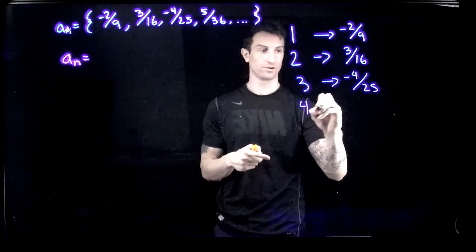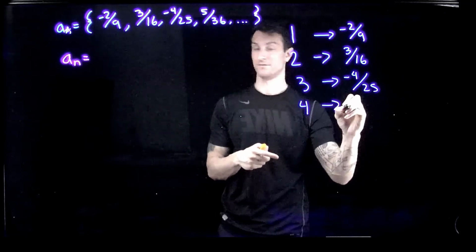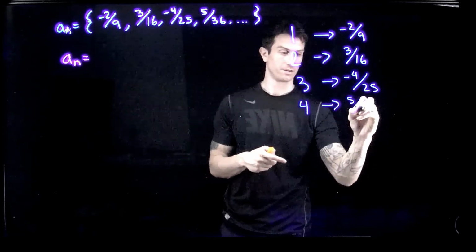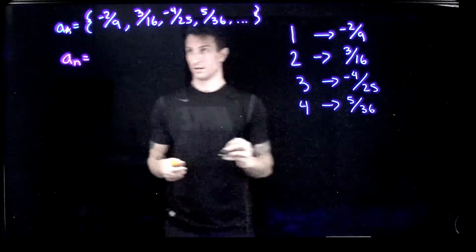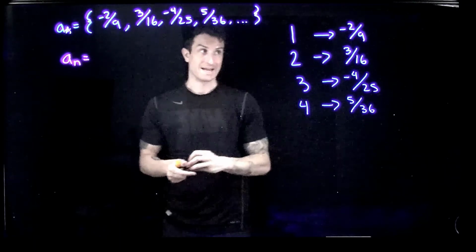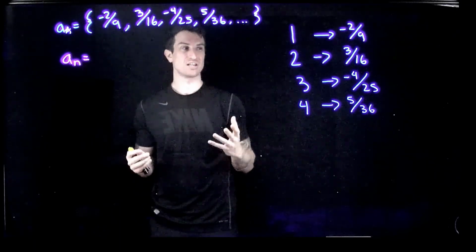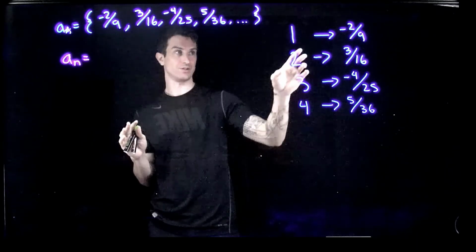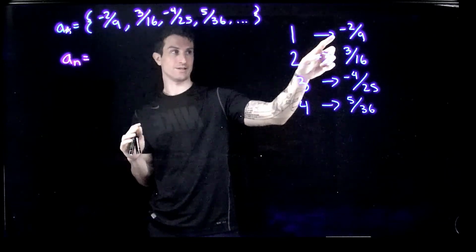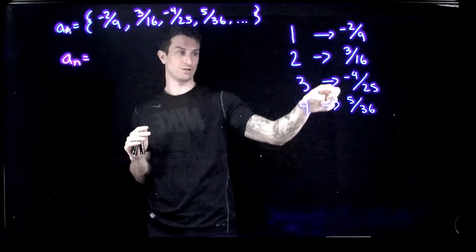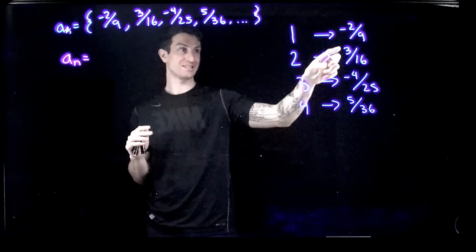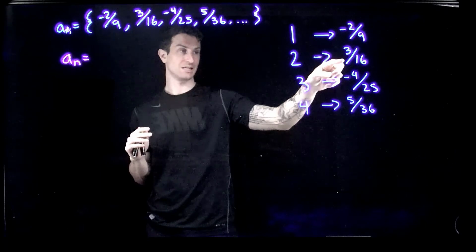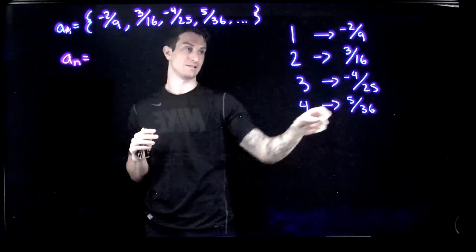If I plug in 4, I'm going to get 5 over 36. Okay. So we want to start to break this down, right? And this is all about pattern recognition. What I'm first going to look for is, what do I notice that is curious? From 1 to 2 to 3 to 4, well, I'm switching signs. I went from negative to positive to negative to positive.